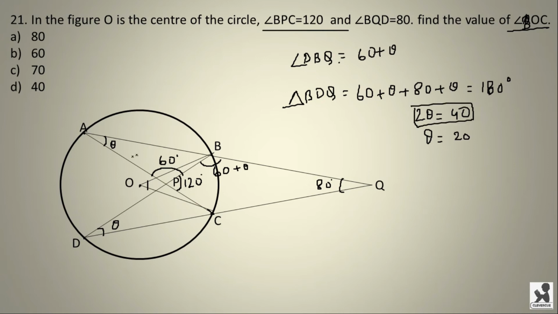Why? Because angle BOC is double of angle BAC. I hope you guys know why this angle is 2 theta now. So now angle BOC is equal to 40 degrees. So option D is the right answer. I'll explain this problem again.